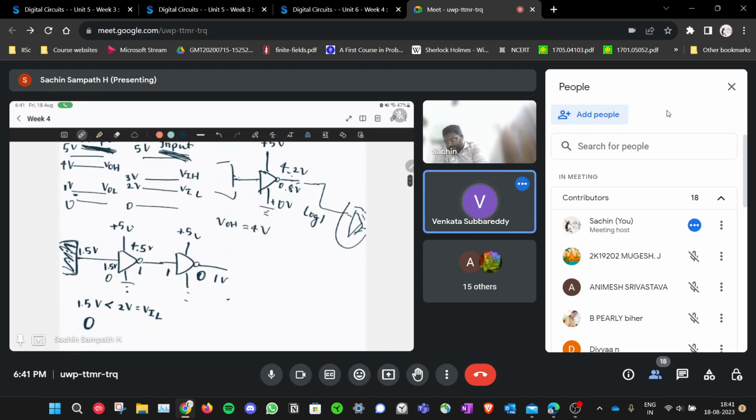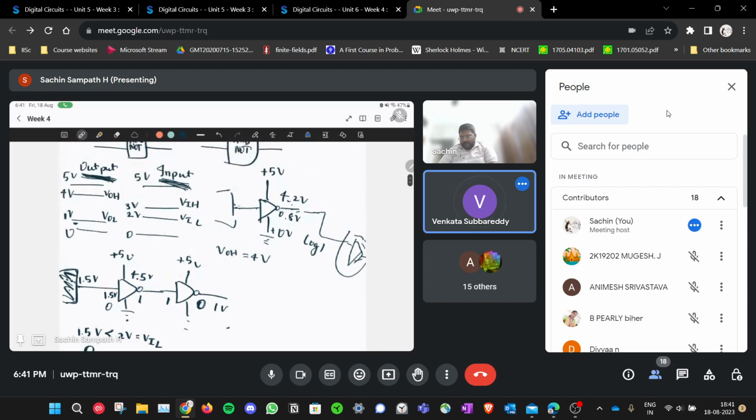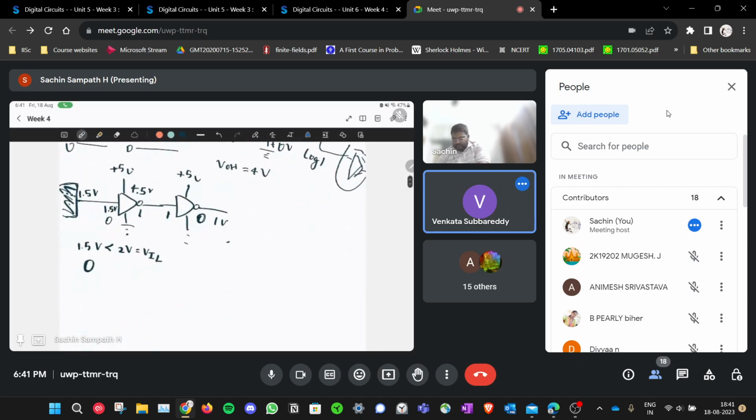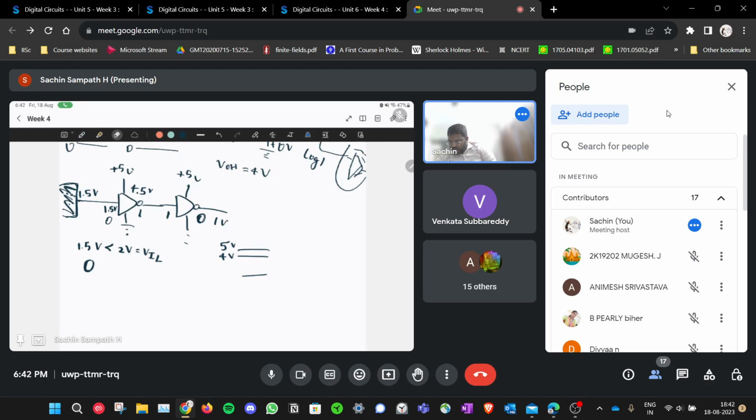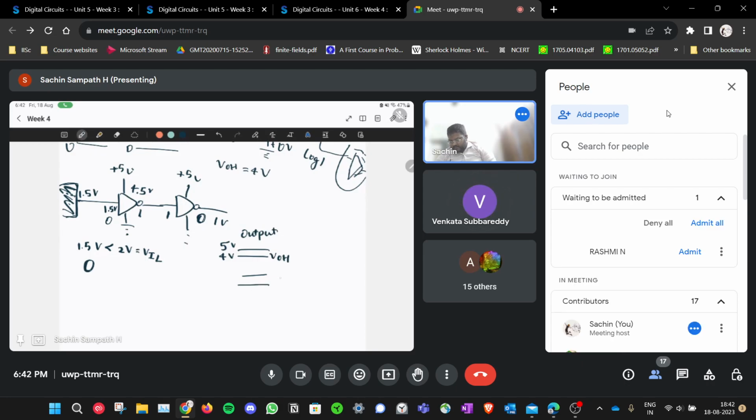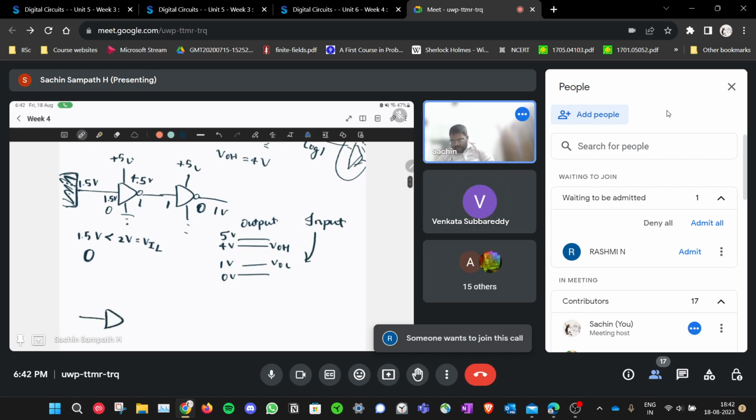Suppose there was no difference between the input and output thresholds. So for input, this is VOH. No. Wait. For output, this VOH, VOL. This is at 1 volt. This is 0. And the same thing holds for input. Okay. Consider this case.